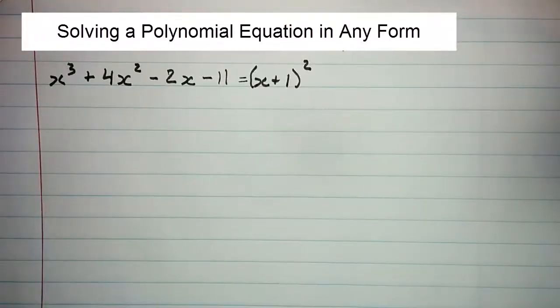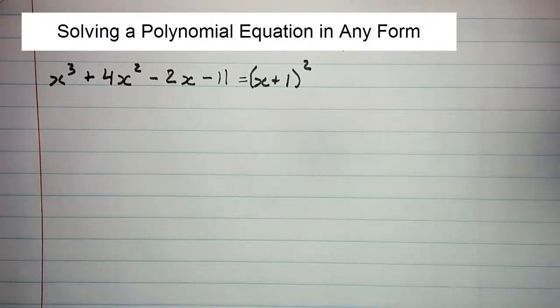What should we do if we encounter a polynomial equation written in just any old form? So suppose we encounter this polynomial equation: x cubed plus 4x squared minus 2x minus 11 equals (x plus 1) all squared.